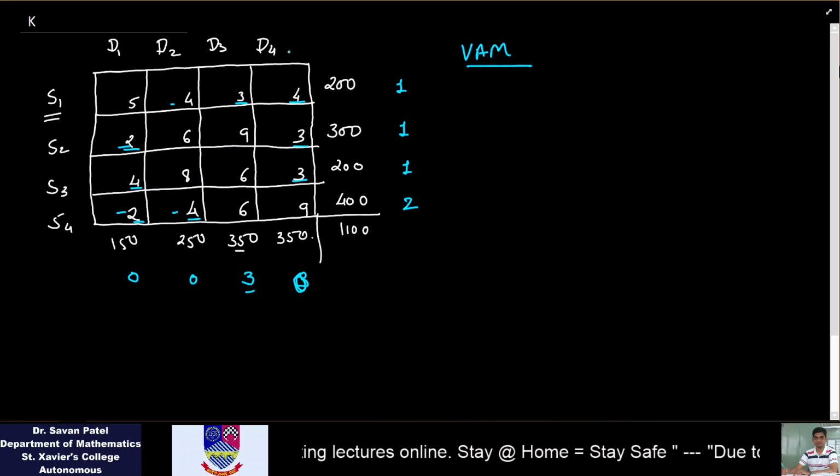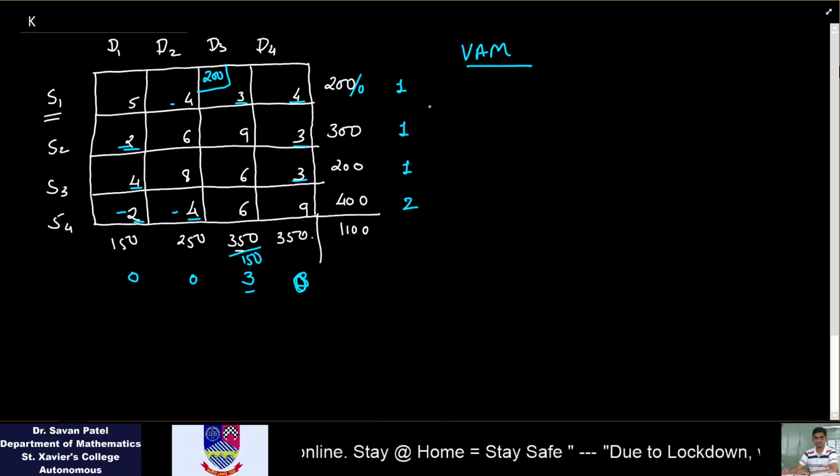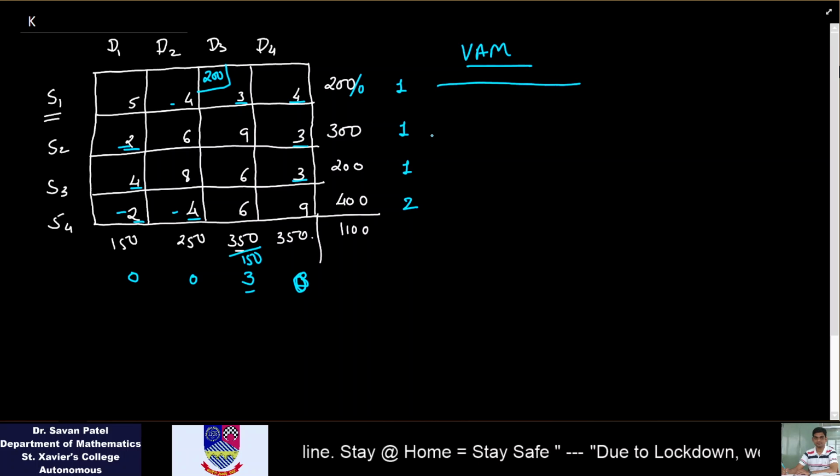So in the corresponding column, at the minimum, that is 3, we will allocate whatever is maximum possible, that is the minimum of 200 and 350, which is 200. So we will allocate 200 here. Here we are left with 0 and here we are left with 150. Since this is 0, this row is cancelled now, so we will not calculate anything for it from now on.